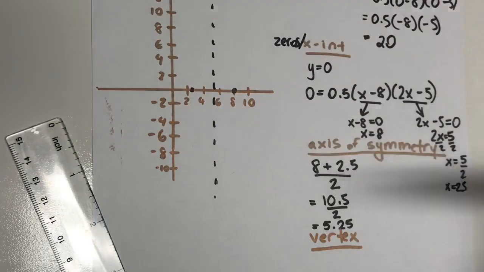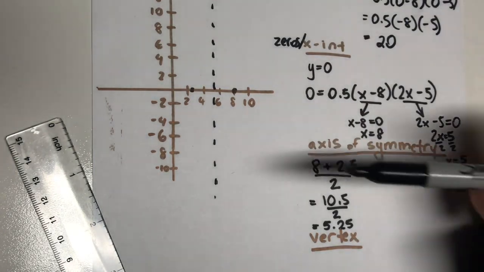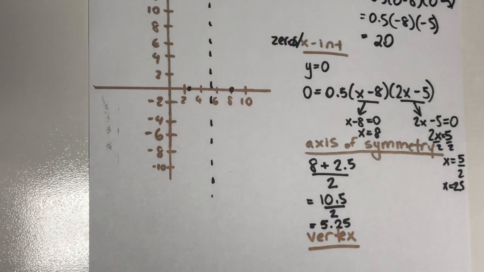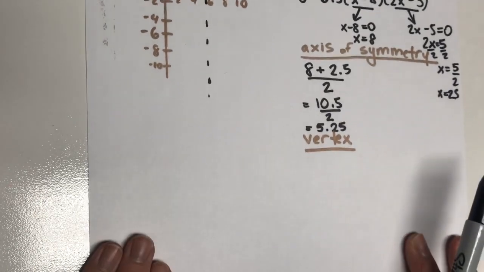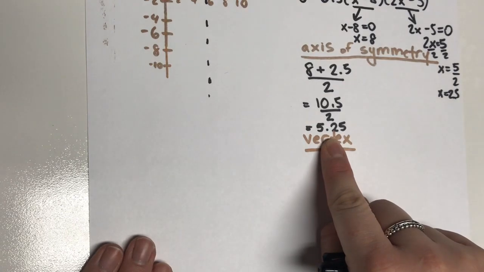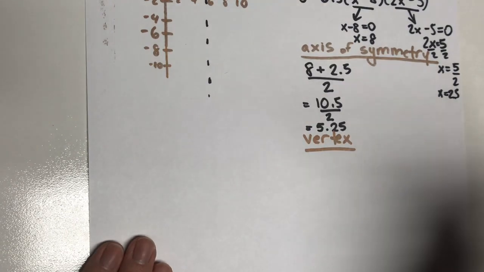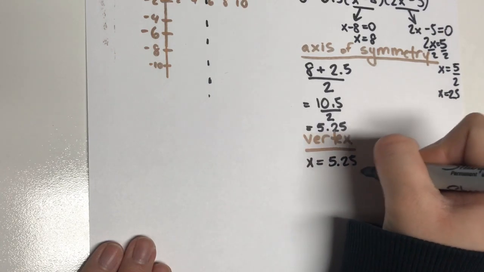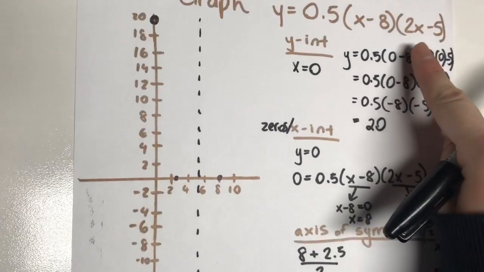My parabola is going to be a curve, and it's going to cross the axis of symmetry at the vertex, which means my vertex is going to have an x value of 5.25. So I'm going to substitute 5.25 into that original equation at the top.